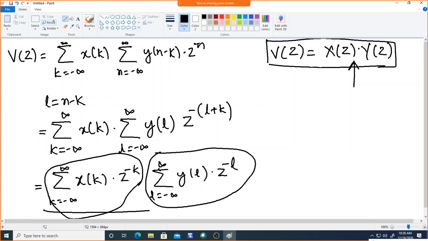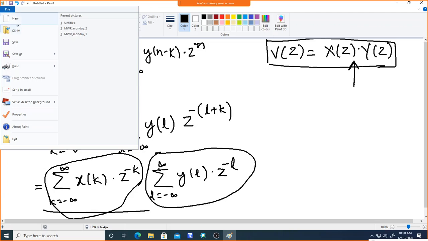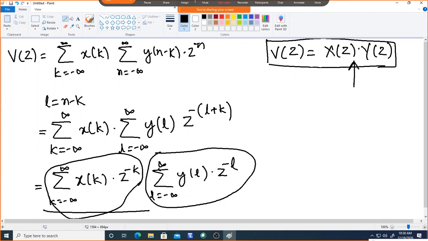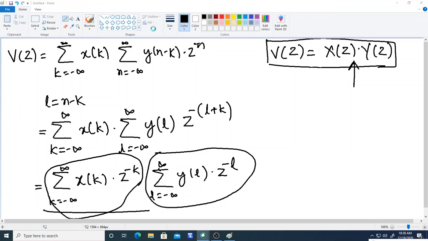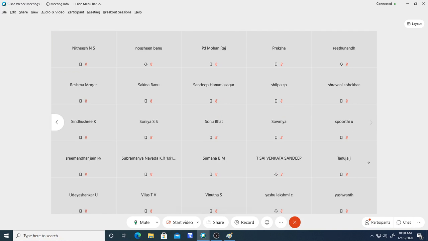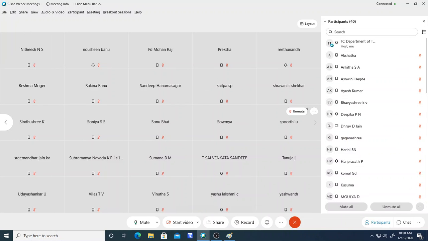Okay, understood? Any doubt in this? Hello? Any doubt, anybody? Hello? Understood the properties? Sonia? Understood, Sonia? Hello? Subramanya? Any doubt? Any property?